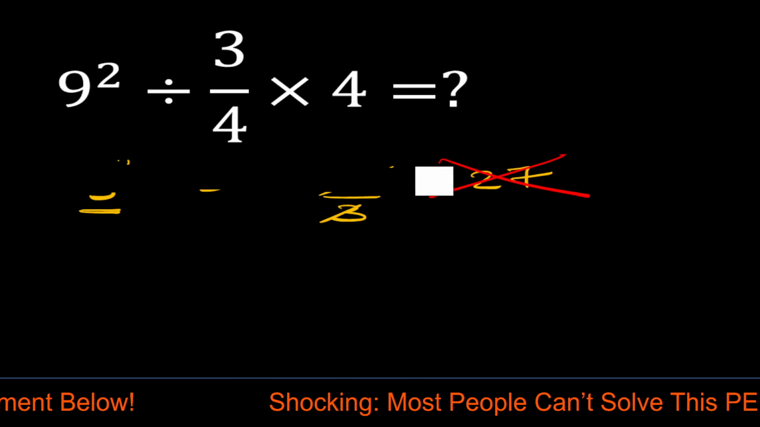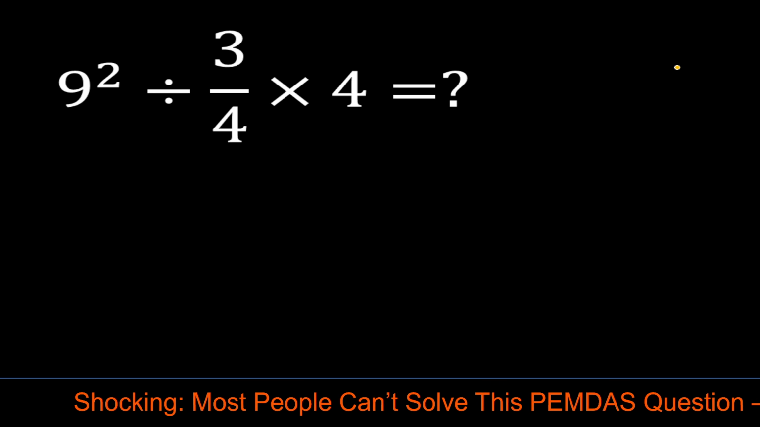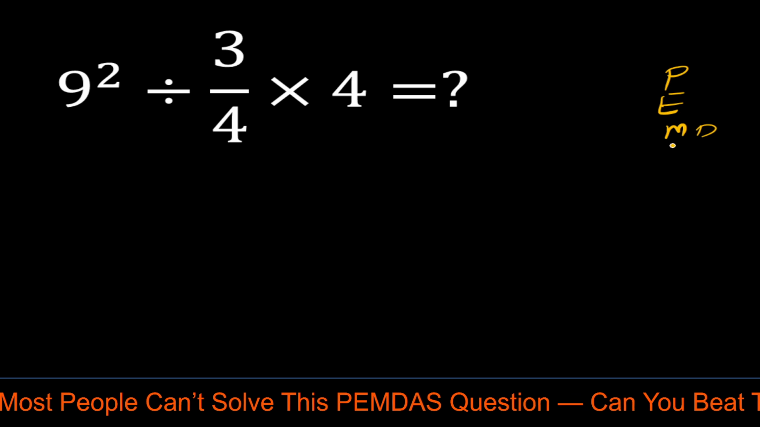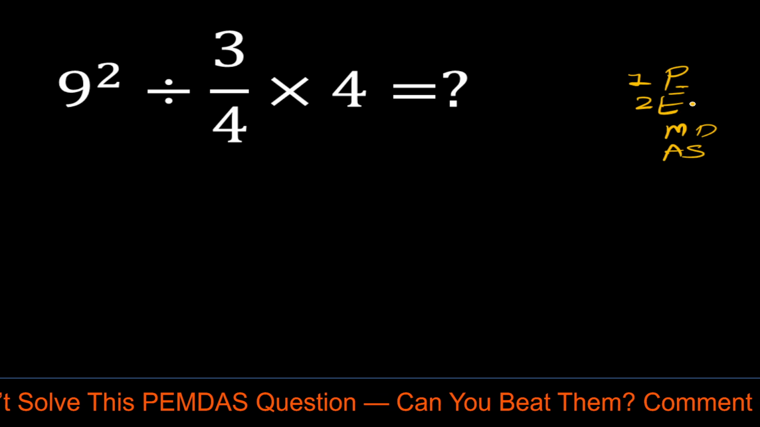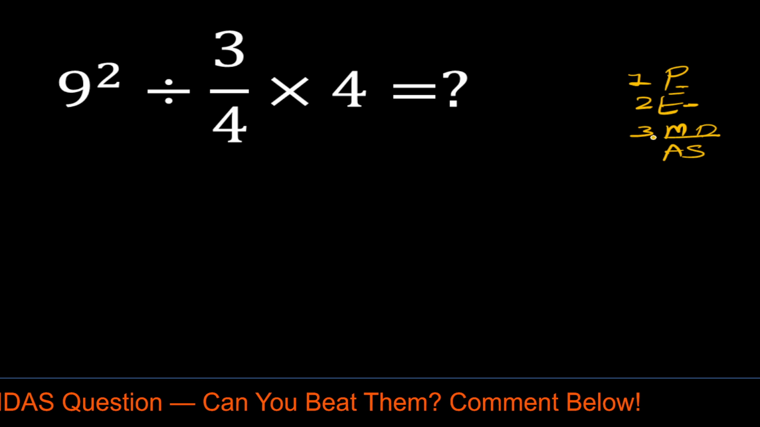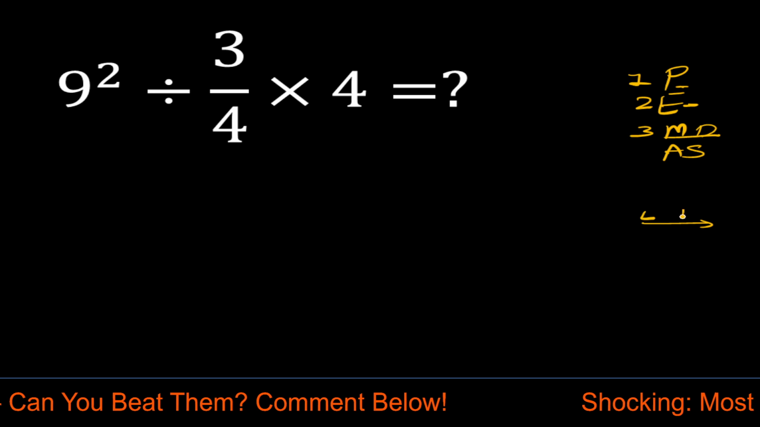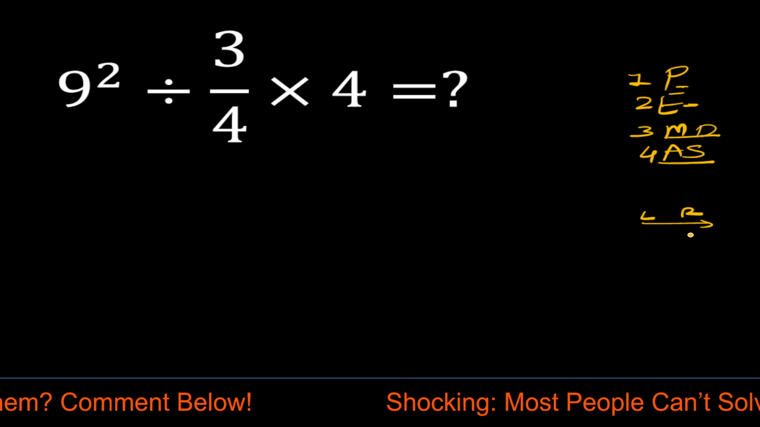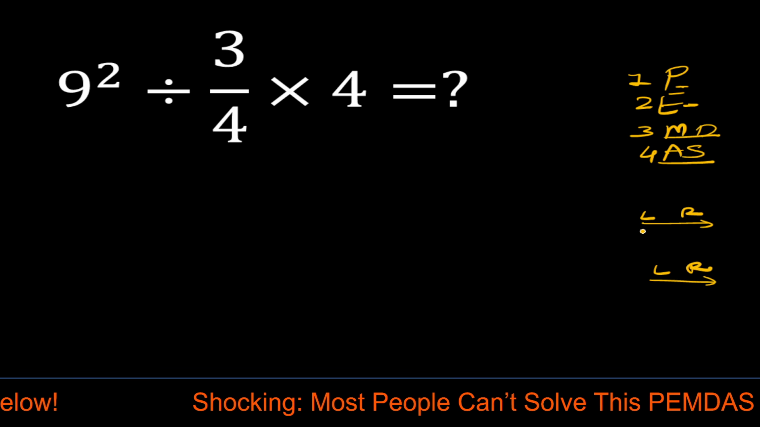So now let's solve this problem correctly by using a PEMDAS rule, right? According to PEMDAS, first priority is parentheses, second priority is exponents, third priority is multiplication and division. Here multiplication and division both have equal priority, so we have to solve it from left to right. And fourth and last priority is addition and subtraction. Also addition and subtraction both have equal priority, so we have to solve it from left to right.